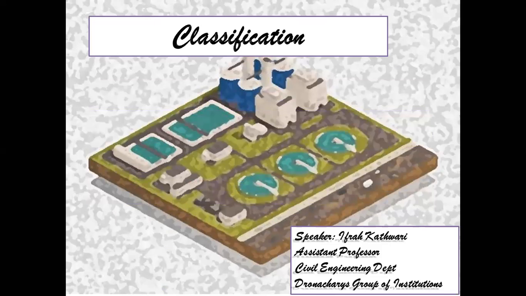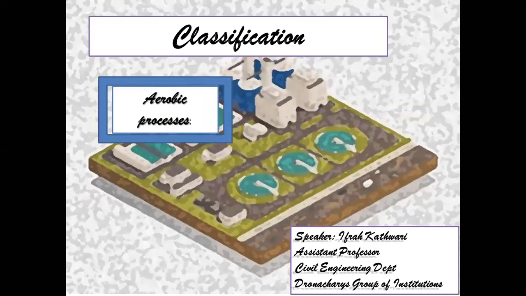Then we have classification of biological process wherein we have anaerobic and aerobic. It depends on the preliminary microorganisms that may be present in water. It depends on them whether they are aerobic or anaerobic in nature. So depending on that, they are classified as aerobic processes and anaerobic processes.